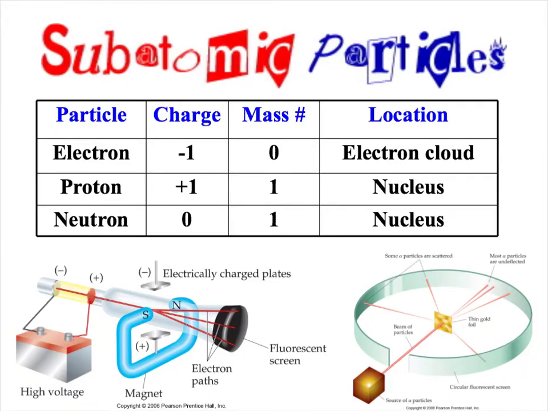There are 3 subatomic particles that are part of an atom. Those particles are electrons, which have a -1 charge, a mass of almost 0 because they're so small, and they're located in the electron cloud. The other particles are protons and neutrons. Protons have a +1 charge. They have a mass of 1 atomic mass unit, and they're located in the nucleus. Neutrons have a charge of 0. They're neutral. They have a mass of 1 atomic mass unit, and they're also located in the nucleus.